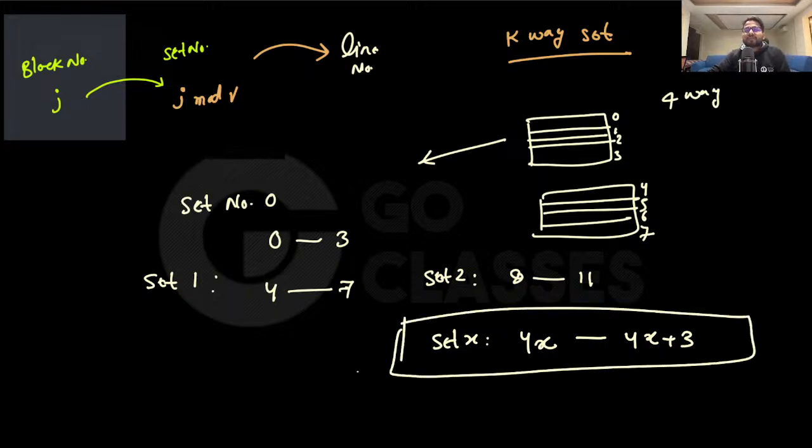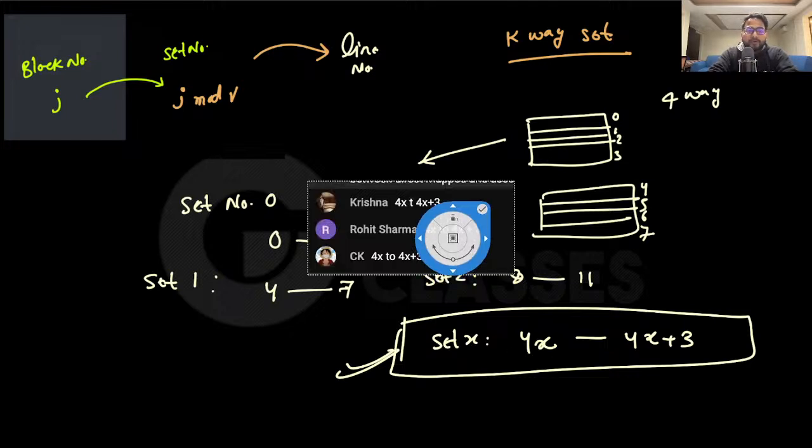If this is understood, then this question is direct. Let me know if that is okay. Okay, 4x to 4x plus 3. Great, great. I'm really glad to see that most of you have given the correct answer. 4x to 4x plus 3. Once you answer this, then everything is very straightforward, right?